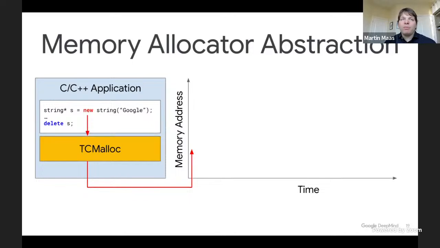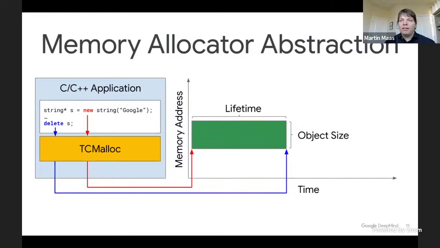What the memory allocator then needs to do is decide where in memory it should place the object. One way to visualize this is in a graph like this, where the x-axis is time and the y-axis is the location in memory. Every object can be represented as a rectangle. The height of the rectangle is the size of the object. The width of the rectangle is the lifetime, so the time between the call to new and when the object got deleted.